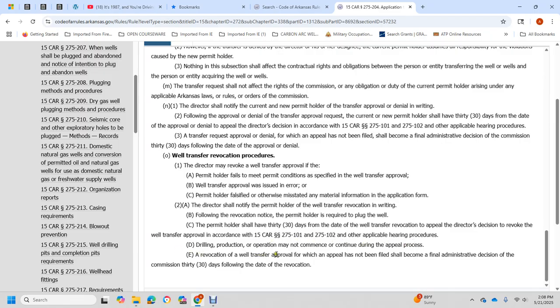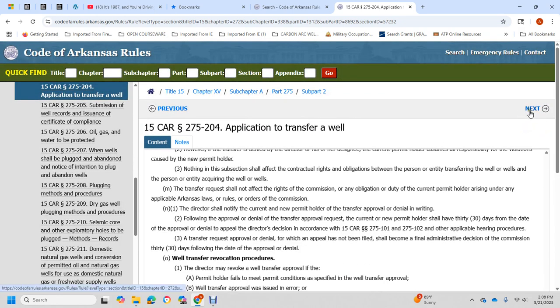In either case, the revocation of the well transfer approval, if an appeal has not been filed, becomes a final administrative decision of the commission 30 days after the date of the revocation. That was the application to transfer a well.